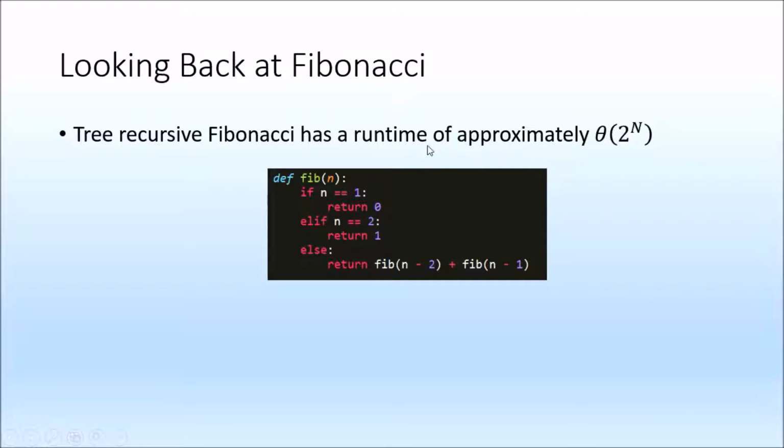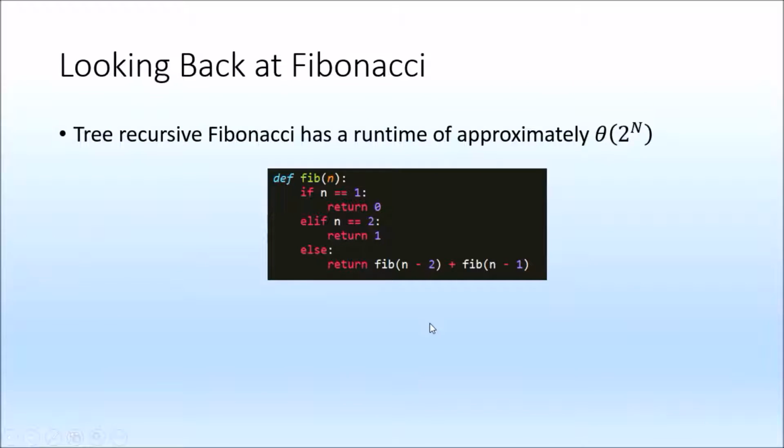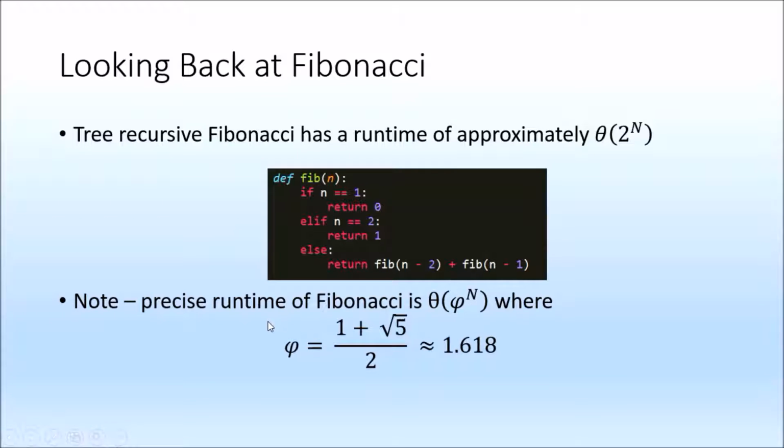Now, notice that I say it has a runtime of approximately theta of 2 to the n, because even though this function looks very similar to this function up here, it's not exactly the same because we have that pesky n minus 2 here. And because of this n minus 2, the actual runtime of this function, for those of you who are interested, is something that looks like this. It's theta of phi to the n, where phi is equal to 1 plus square root of 5 over 2, which is approximately 1.618. Now, this number may seem a little familiar to you because this is actually the golden ratio.